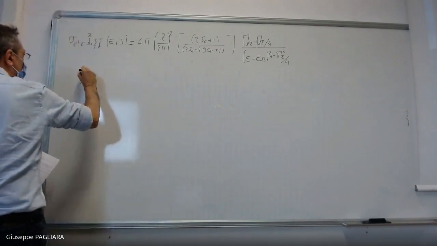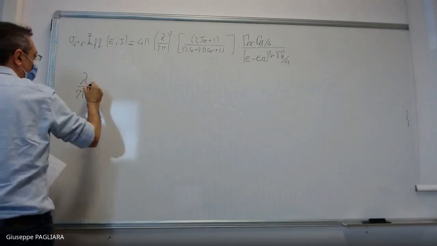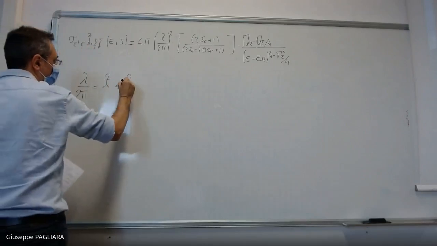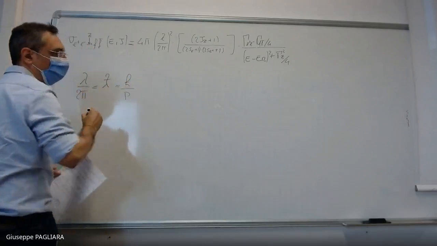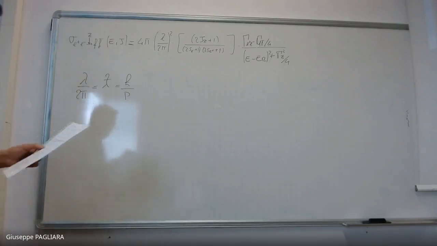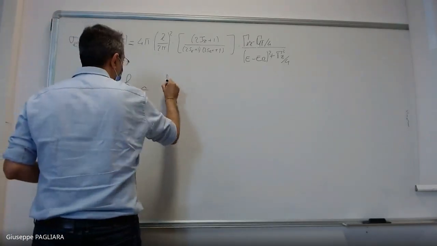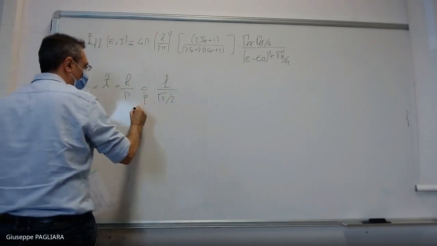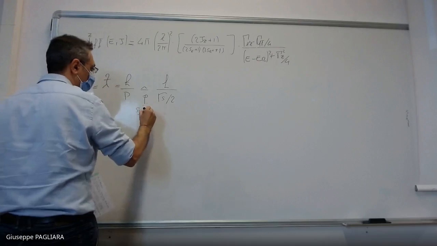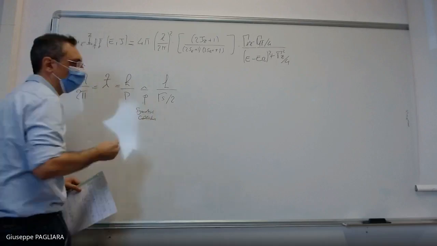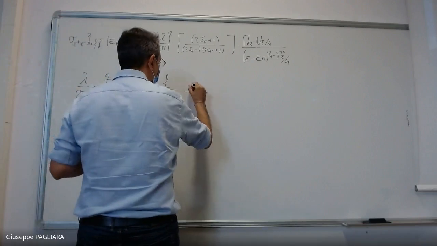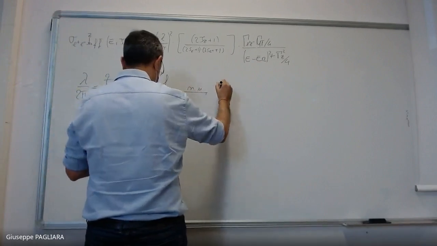So let me write down this. The de Broglie wavelength divided by 2 pi is just the reduced wavelength, that is h bar divided by p. Now, in a symmetric collider, it is square root of s divided by 2. This is for a symmetric collider, as it was the case at LEP. Okay, so the electron and positron beams have exactly the same energy. And so, in natural units, this is just 1 over p.